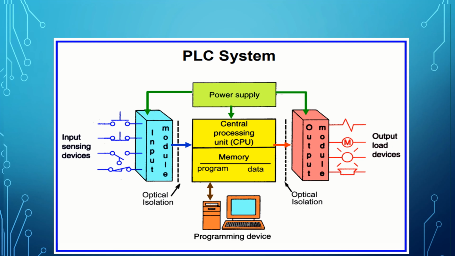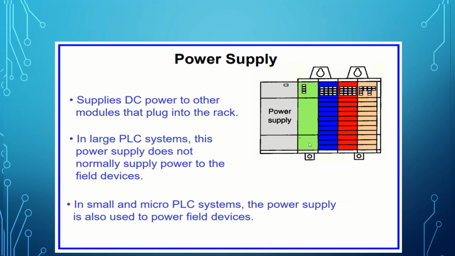Here we have the components of a PLC. We have the power supply for the CPU and input and output modules. Different input contacts here and output contacts for the output modules. The power supply supplies DC power to the input and the output modules that are installed in the rack.